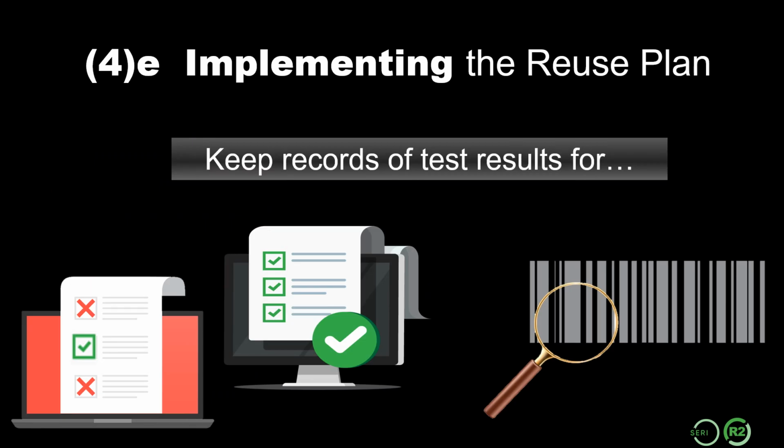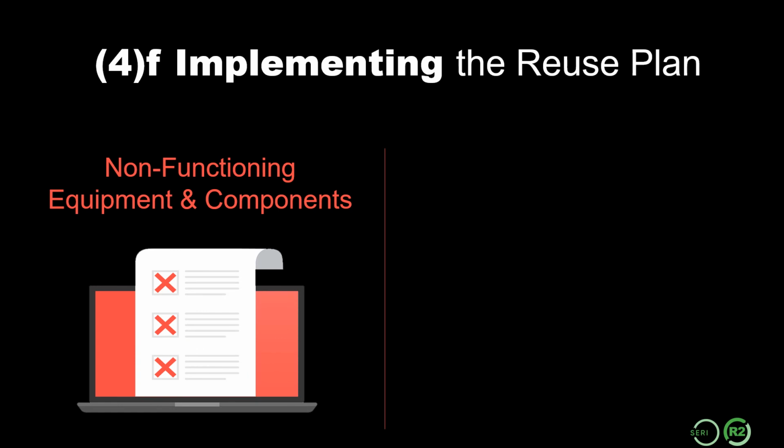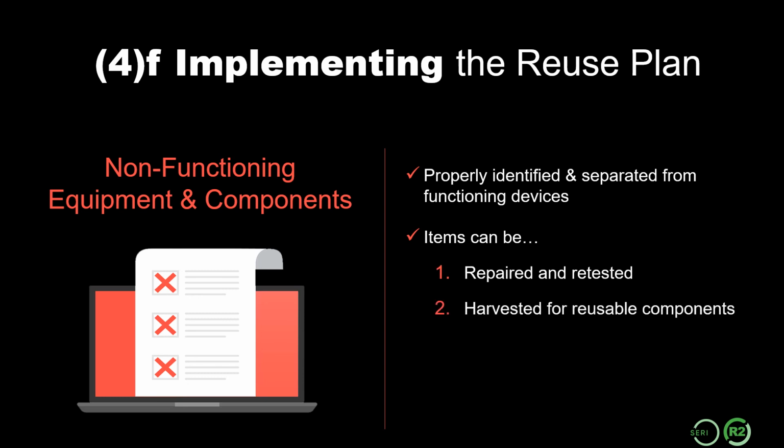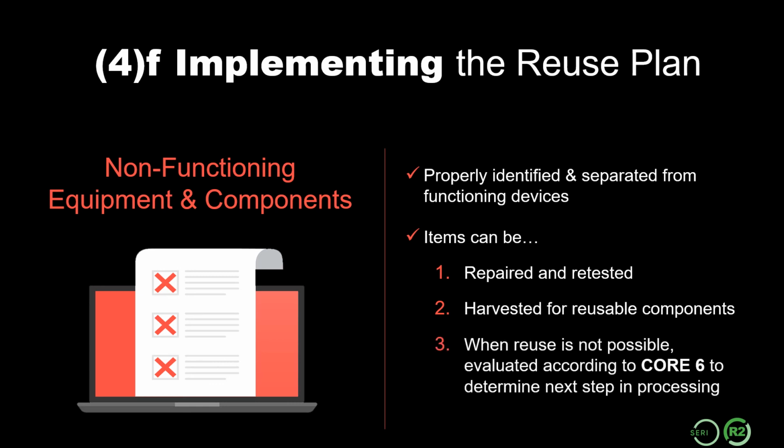R2 facilities must keep records of test results for each function tested and for each device or batch that has been assigned a unique identifier. When the testing process identifies any non-functioning equipment or components, they must be properly identified and managed separately from functioning devices. The R2 facility has several options for managing non-functioning items. First, where possible, the facility can repair and retest the item. Or, the item can be harvested for reusable components for use in repairing other devices. And, where reuse of the device or components is not possible, the item must be evaluated in accordance with Core Requirement 6 for the next step in processing.